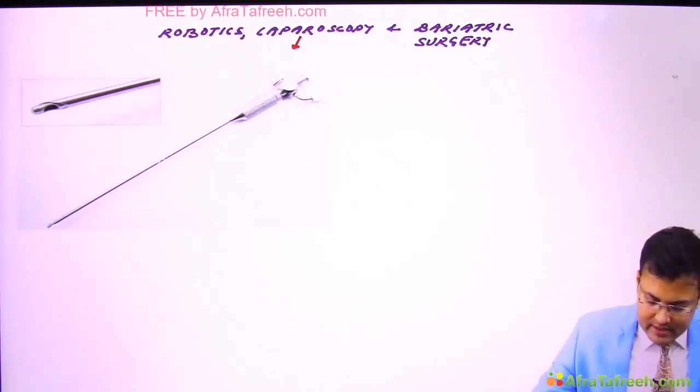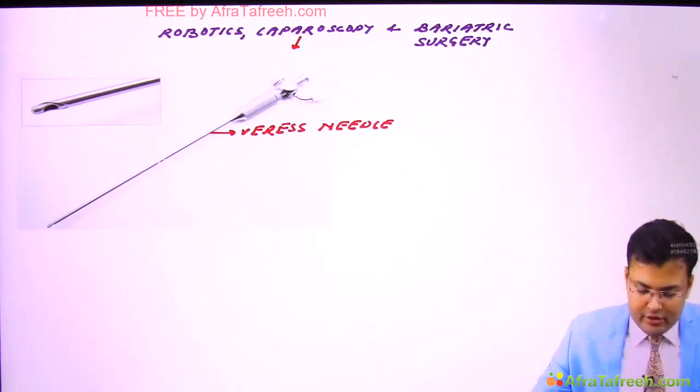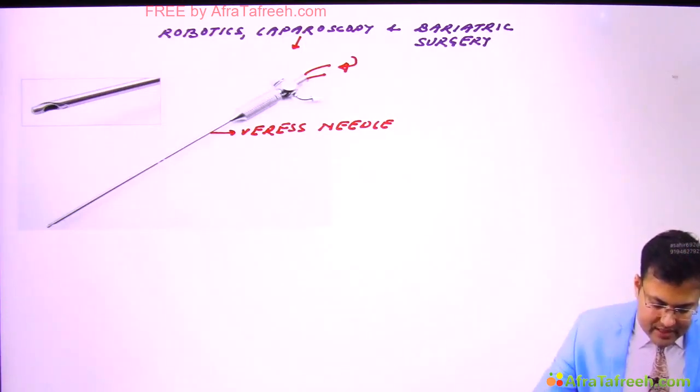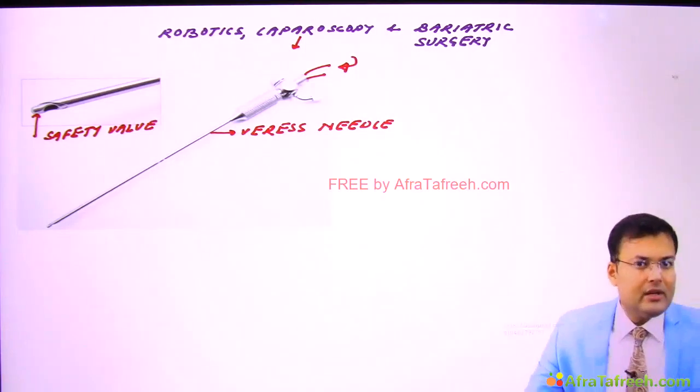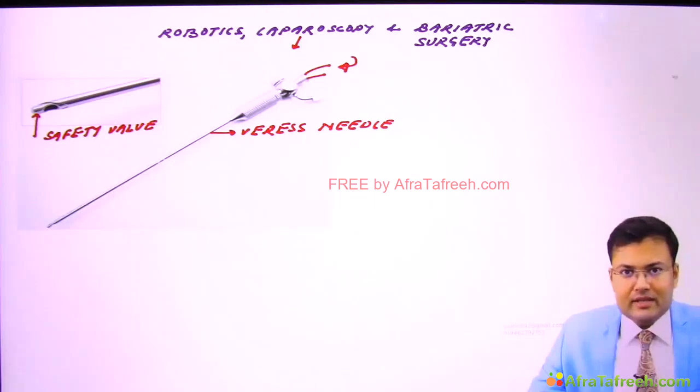What's the name of this needle? This is Veress needle. This image-based question was asked both in NEET PG as well as in AIIMS. So this is Veress needle used for creating the pneumoperitoneum. Now see here, we are going to attach the gas source, and you can see that it has a bevel tip and there is a safety valve here. Clear? Because of this safety valve, it is going to prevent injury to the bowel, so there is decreased risk of bowel injury.